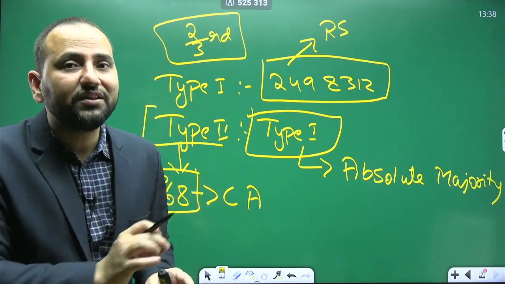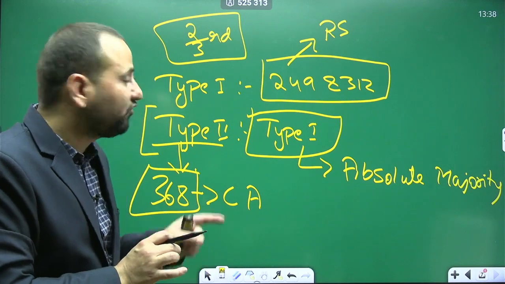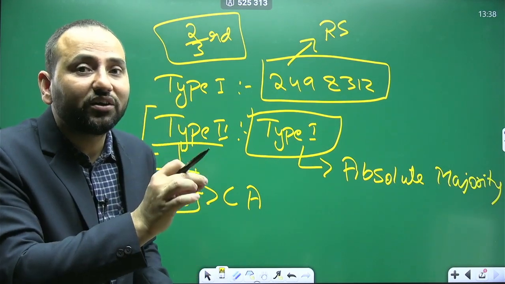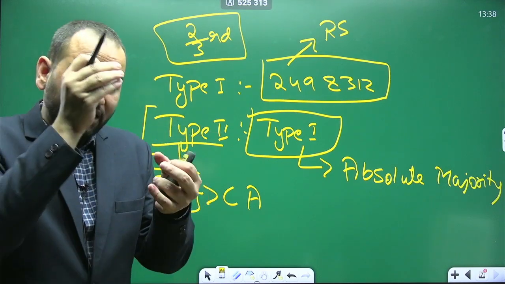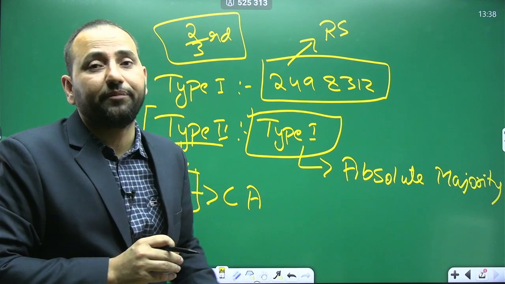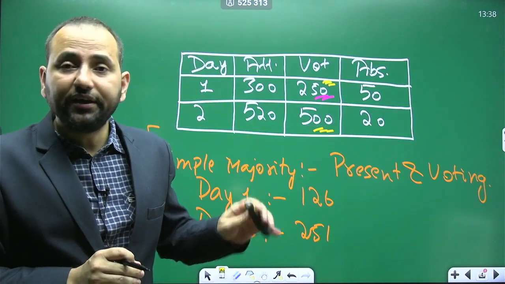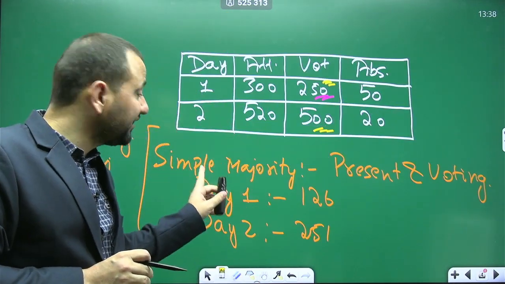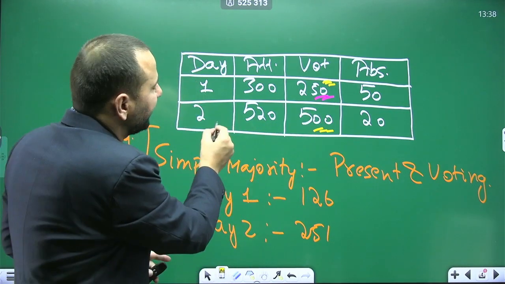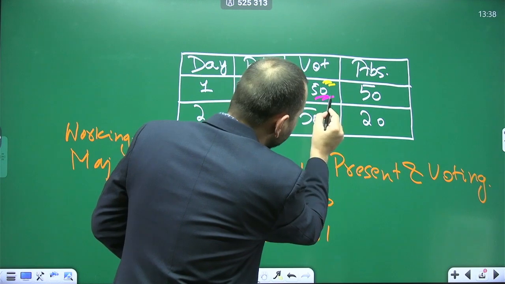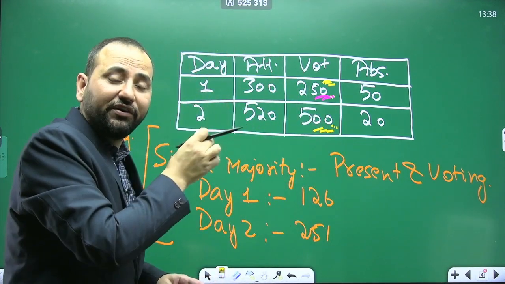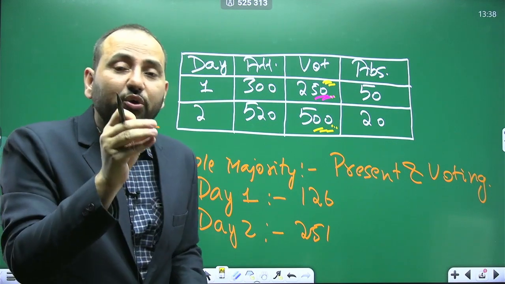So what happens in this scenario? We have to make sure that we get not less than 2/3 of the members present and voting. And along with that, it should not be less than the absolute majority. If we have to understand this special majority type 2, the first thing is we have to see it on a day basis. So we have to see not less than 2/3 of 250 or not less than 2/3 of 500. But along with that, we also have to make sure that we have absolute majority.